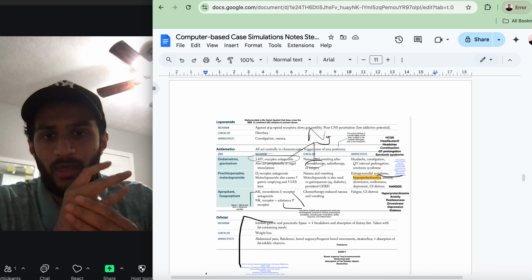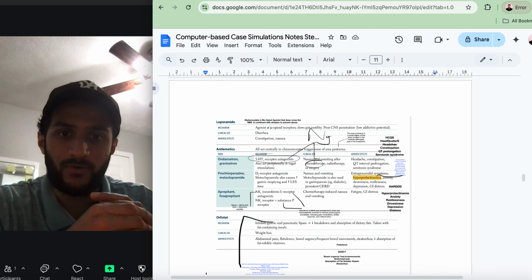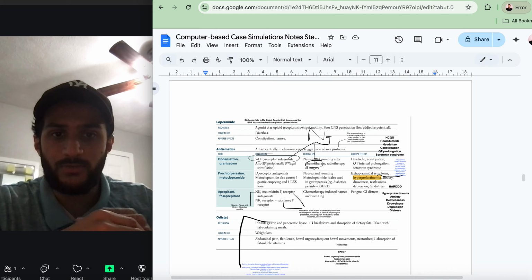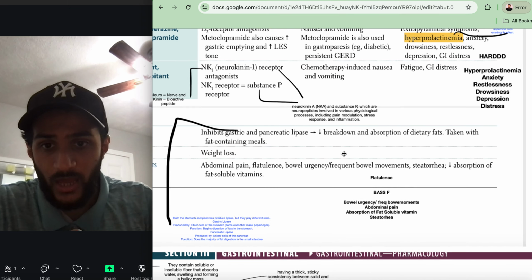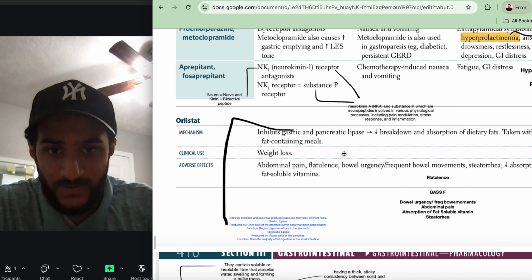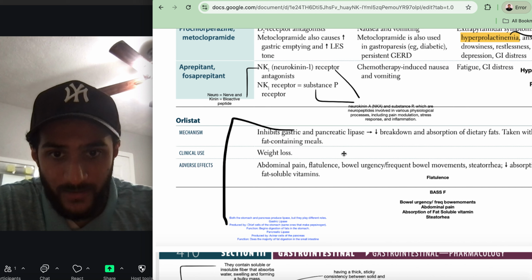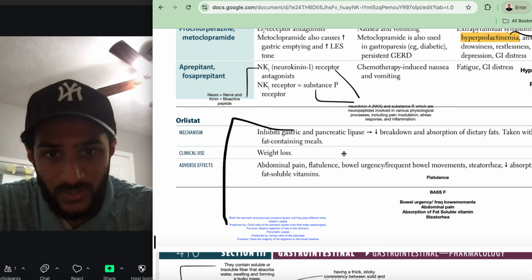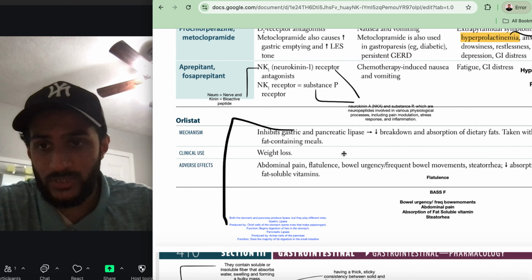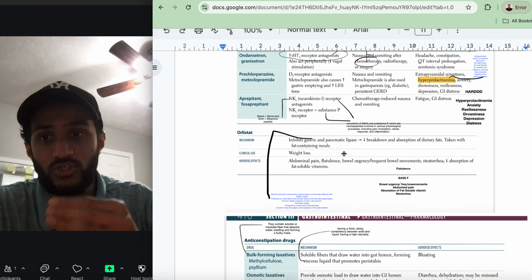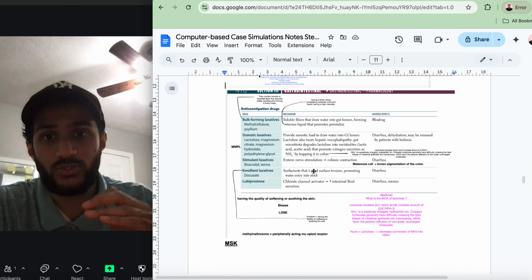We also have aprepitant and fosaprepitant, which are substance P antagonists, NK1 receptor antagonists. So NK1 is substance P, and this can also be used in chemotherapy. Orlistat is a gastric and pancreatic lipase inhibitor. Guys, recall your chief cells of the stomach produce pepsinogen and gastric lipase, which digest food. Orlistat inhibits those lipases, and that leads to weight loss, but it leads to steatorrhea. So we have some problems.